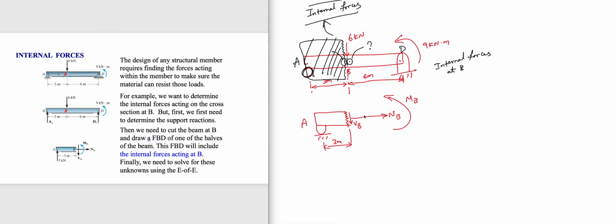Whenever you make a cut, the reason we have to make a cut is basically to find these 3: shear, normal, moment. You already know what is a moment. You know what is a normal force. Normal force, if you take a beam, for example, or you take a column, if there's a force acting perpendicular to the surface, we call it normal force. If a force is acting parallel or along the surface, we call it shear.